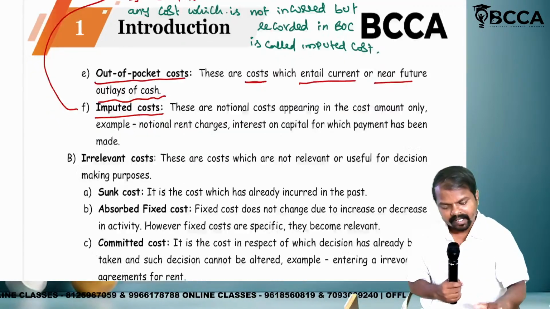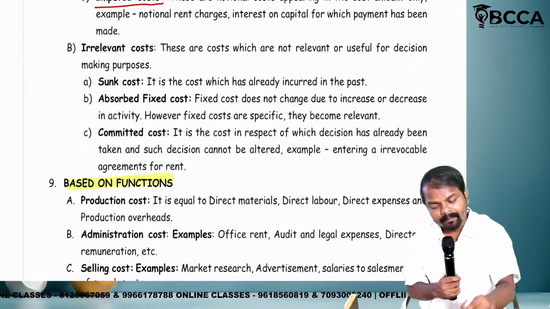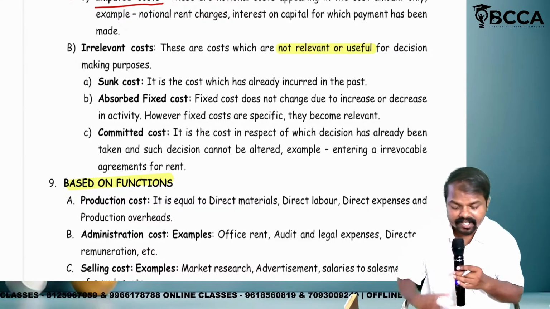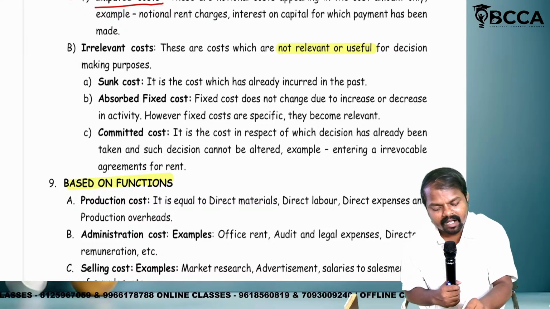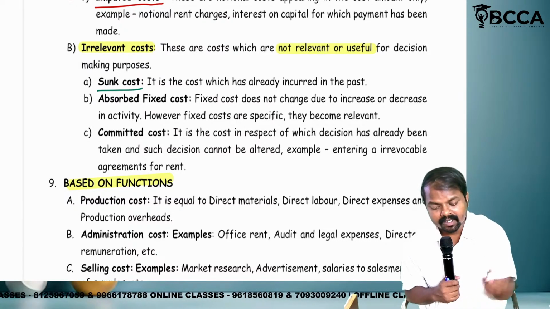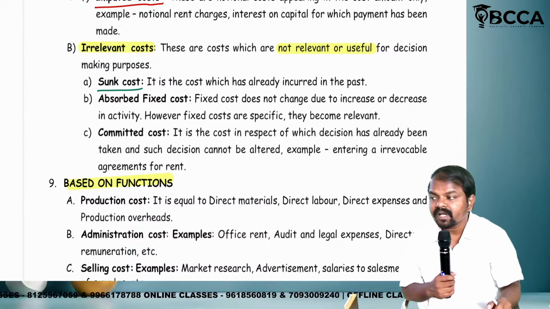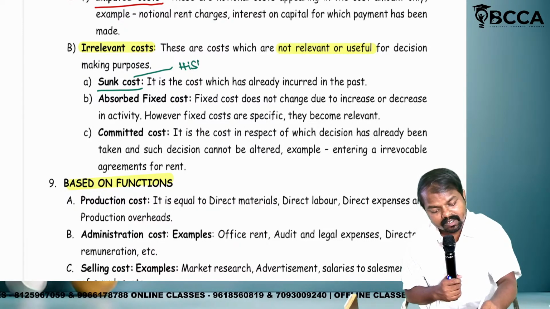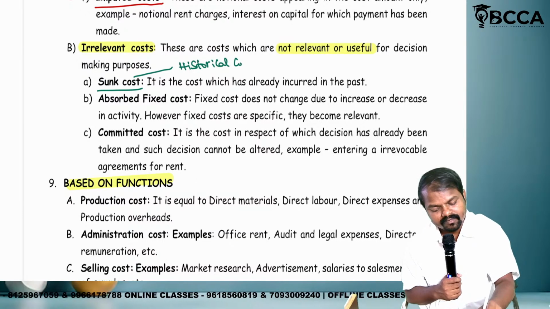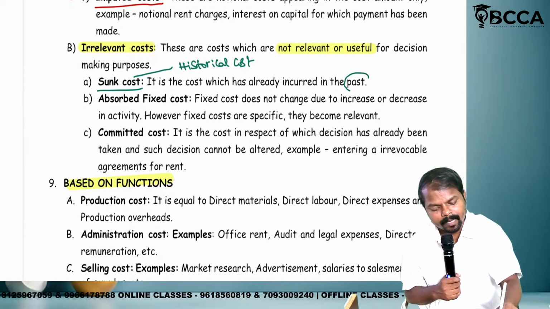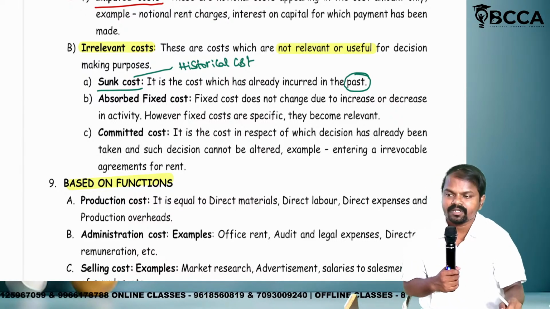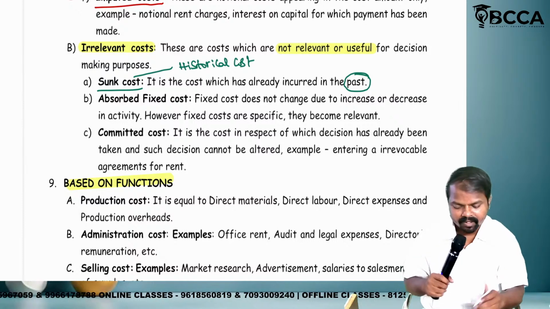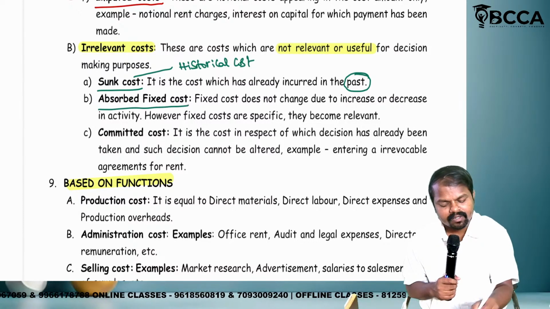Got my point? Excellent. What is meant by irrelevant cost? Which are not useful. For what purpose? Decision making purpose. Under irrelevant cost, number one, sunk cost. Sunk cost means we already covered. It is also known as historical cost. It is incurred in which period? Past or our previous period. Clear? Please respond.